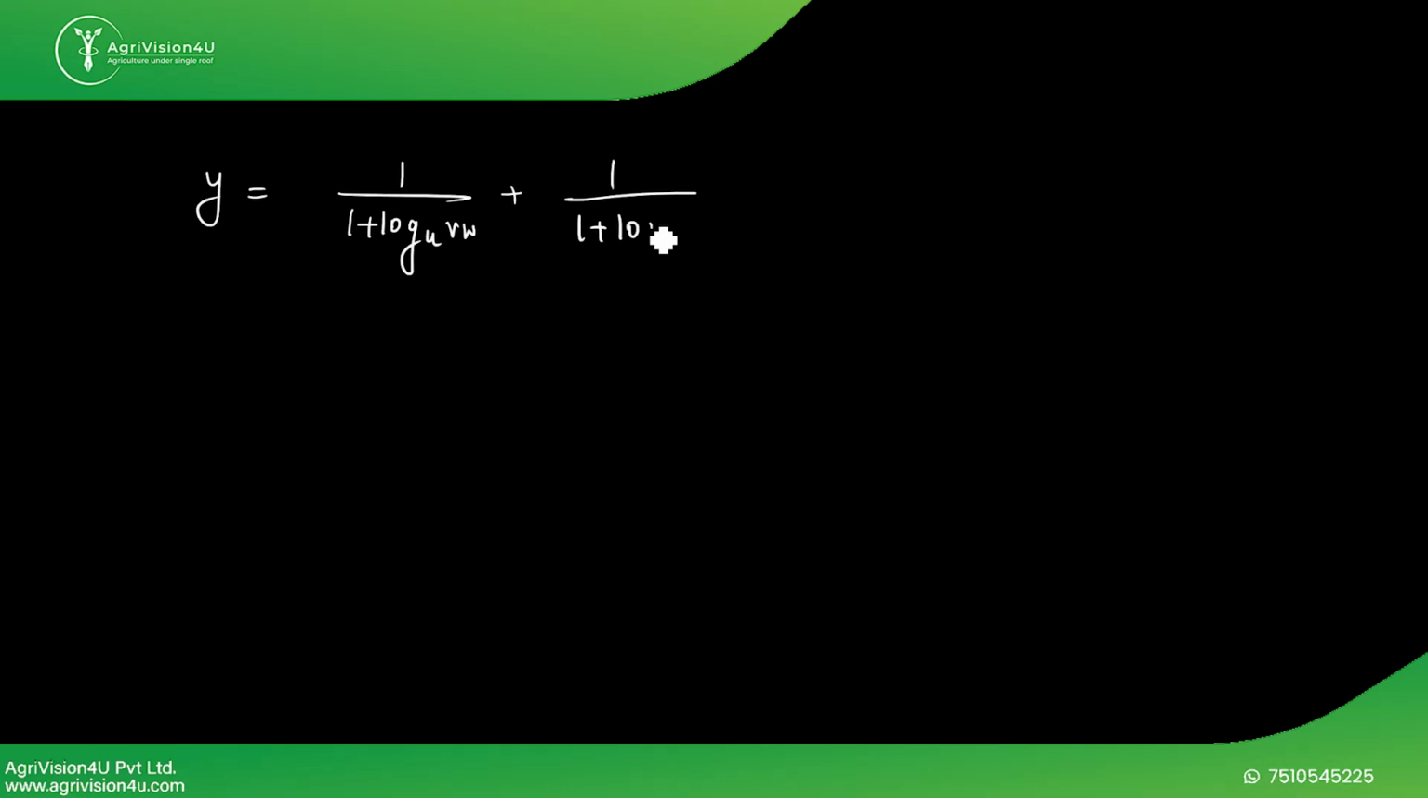1/1 plus log v w u, ठीक, plus 1/1 plus log w u v, ठीक है? ये है हमारे पास. अब इसको कैसे convert कर सकते हैं हम? The thing is that any identity that you can use here, कौन सी identity हम यहाँ पे use कर सकते हैं? 1 plus log, हाँ, I can write this one as, I'm having this as log u, so I can write as 1/1 here can be written as log u.